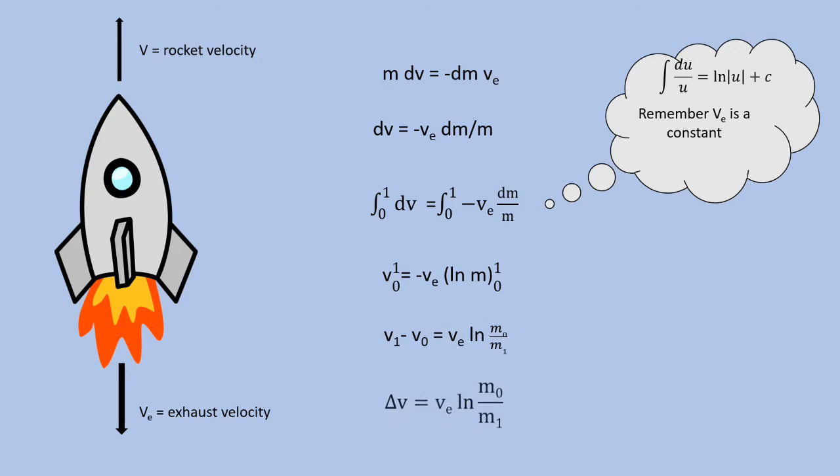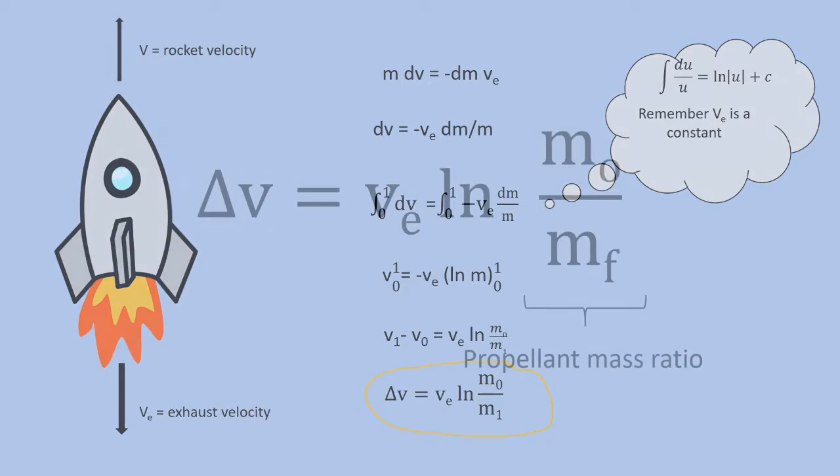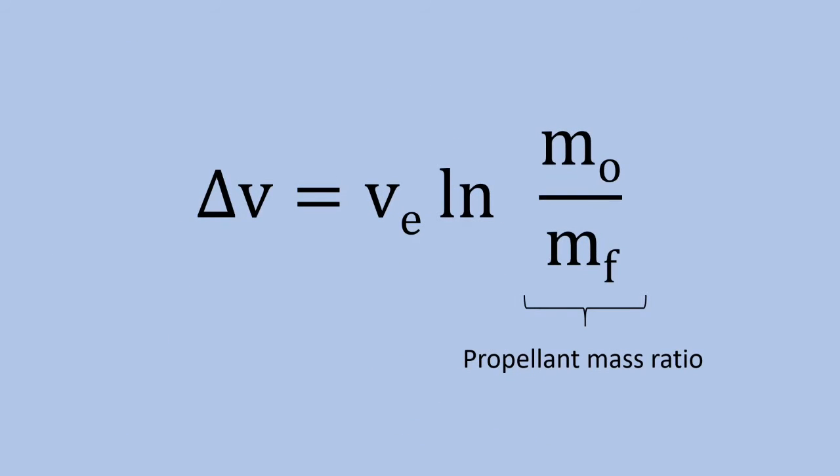And the final equation we have at the end is the famous Tsiolkovsky's equation, otherwise known as the ideal rocket equation. This value, mass original over mass final, is the propellant mass ratio, and that's what tells us how much fuel is needed in order for a certain amount of structure to reach the necessary velocity for where we want to send it in space.